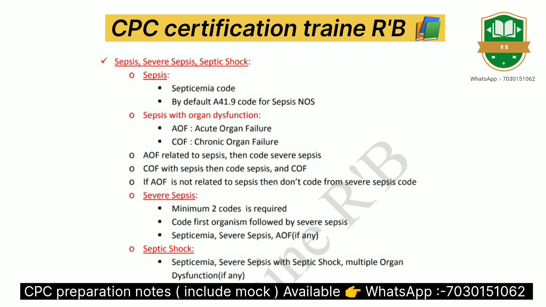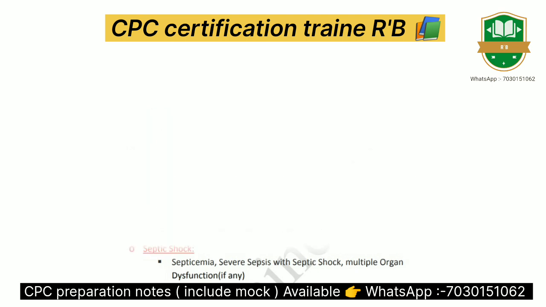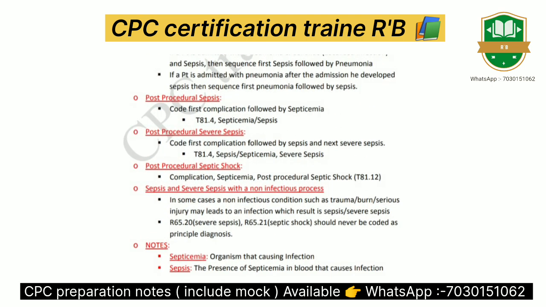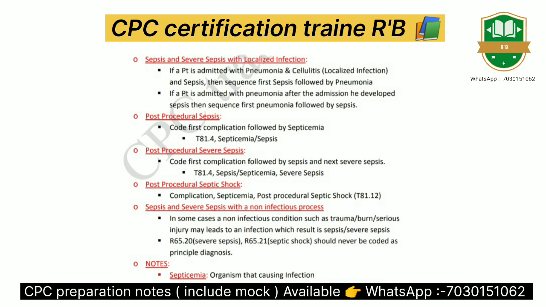Okay. Then organ dysfunction condition, AOF, acute organ failure, COF, chronic organ failure, or they specify any circulatory complication organ failure. Then you can go to septic shock code. That code is R65.21. Okay, then I can discuss. You can read one by one point. Then severe sepsis, minimum 2 code required. Code first, followed by severe sepsis, then septic shock. Then septic shock.